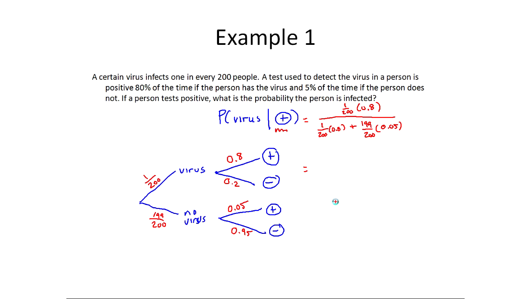So make sure that you're using parentheses on your calculator liberally and that you get the same result as me. Double check your answers. So when I calculate this, I actually get 0.0744. So I want you to think about that for a minute. It's saying if you test positive, the probability that you actually have the virus is only 7%. So I think that that's a very interesting problem.